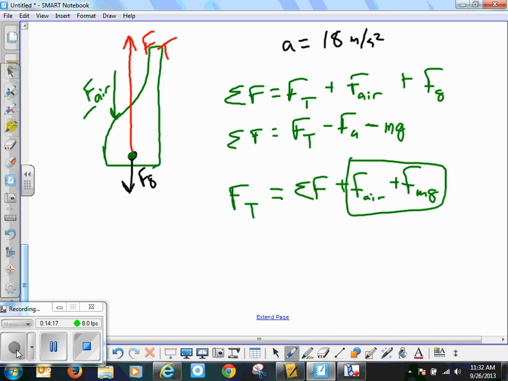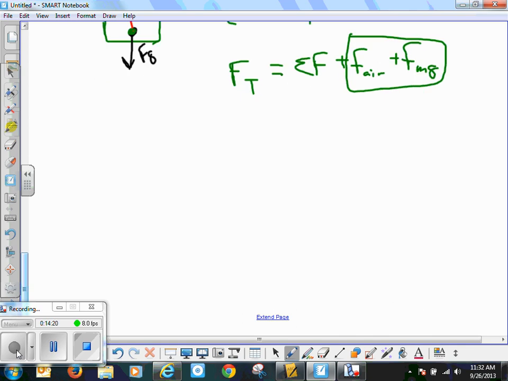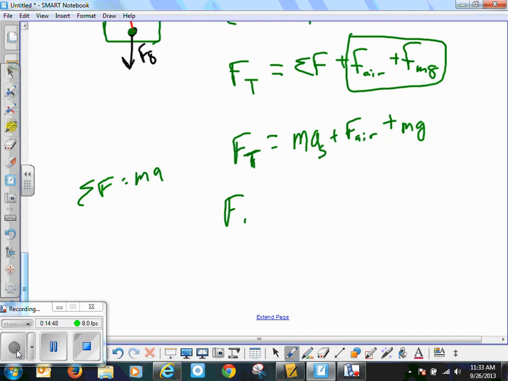Okay, so in this case, the force of thrust is equal to, now the summation of forces is what causes this mass to accelerate, right? So we can substitute that in, we'll put m, acceleration of the shuttle. M times acceleration, plus the force of the air, plus, now I'm going to put mg here. So our next line is going to look like this. All right, what was the space shuttle mass?